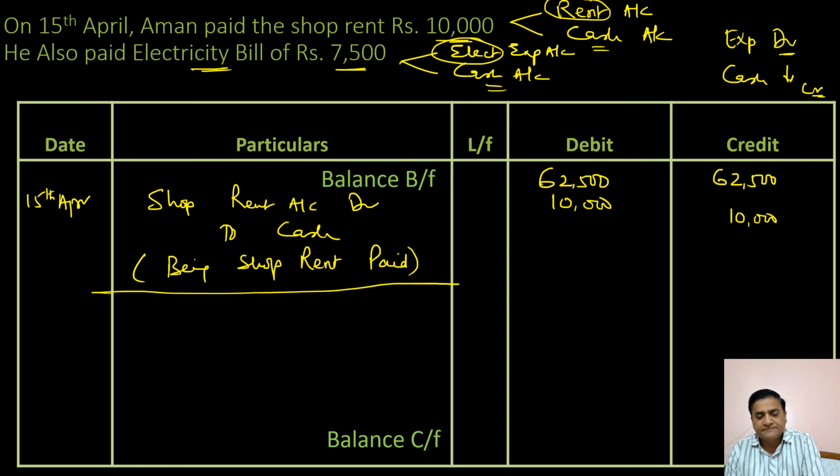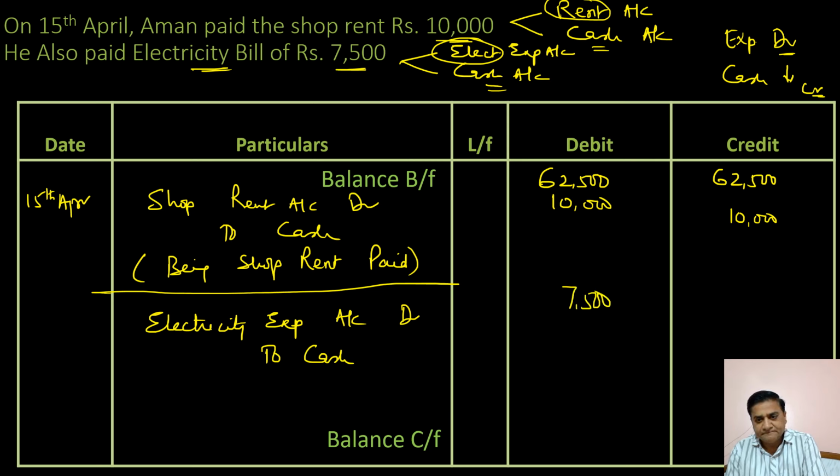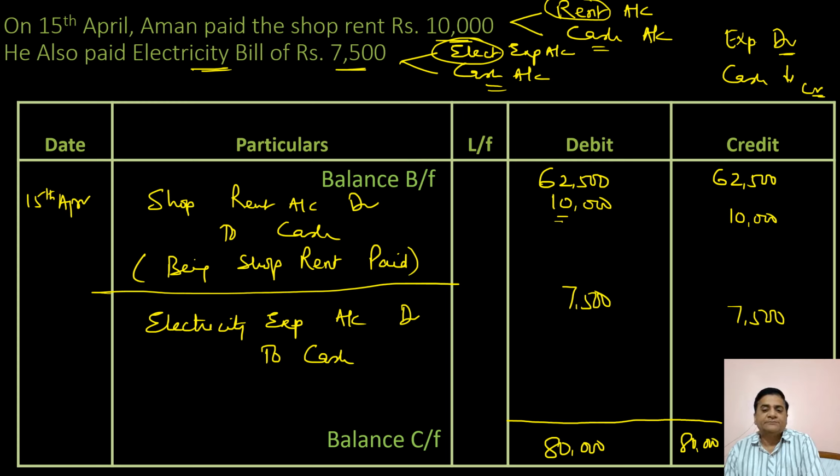Close this. Then we need to pass the entry for electricity bill. I would say electricity expense account debited to cash. How much is this? 7,500 on the debit side and 7,500 on the credit side. This total would be 62,500 plus 10,000, 72,500 plus 7,500. This would be 80,000. Please check the total if it's correct or not.